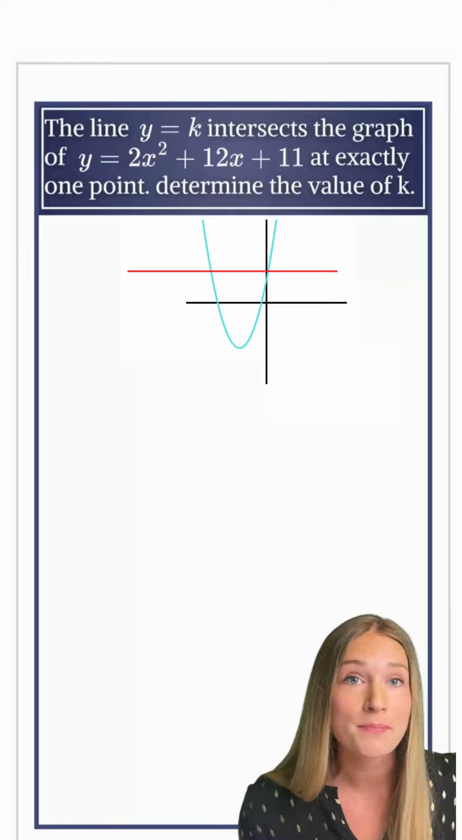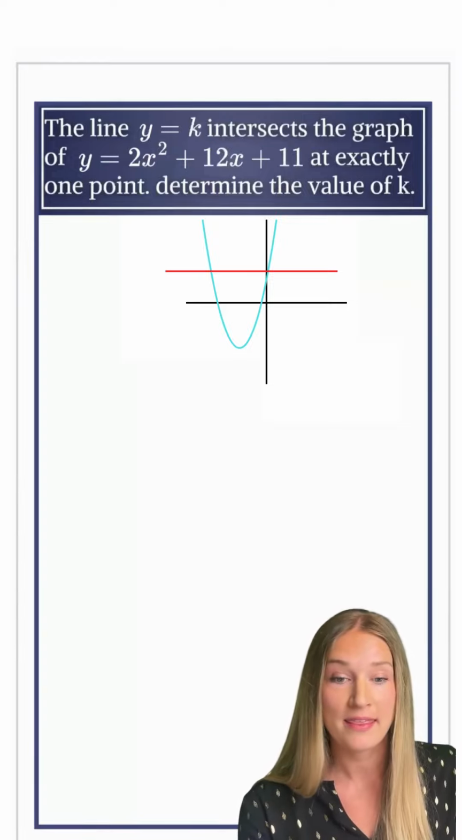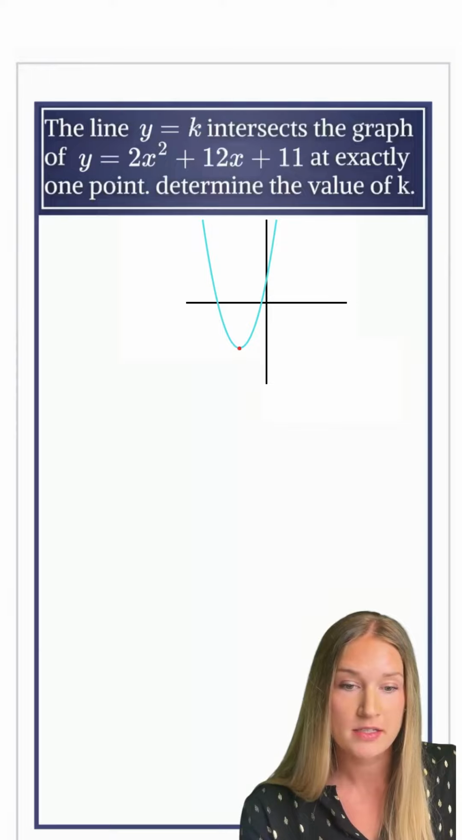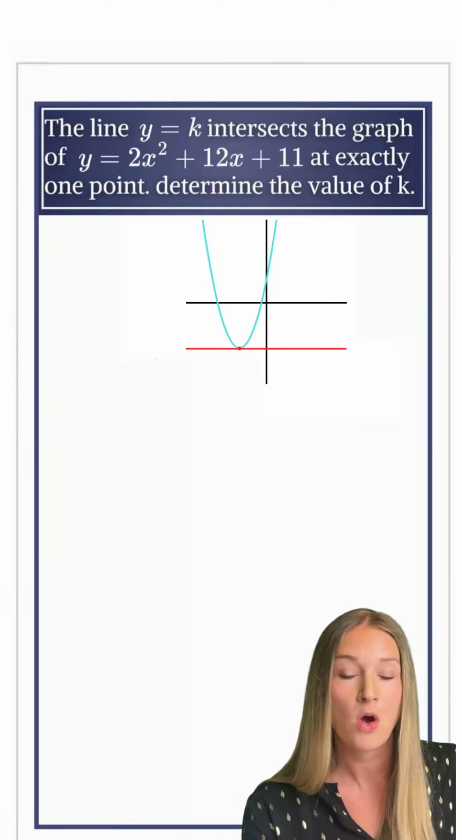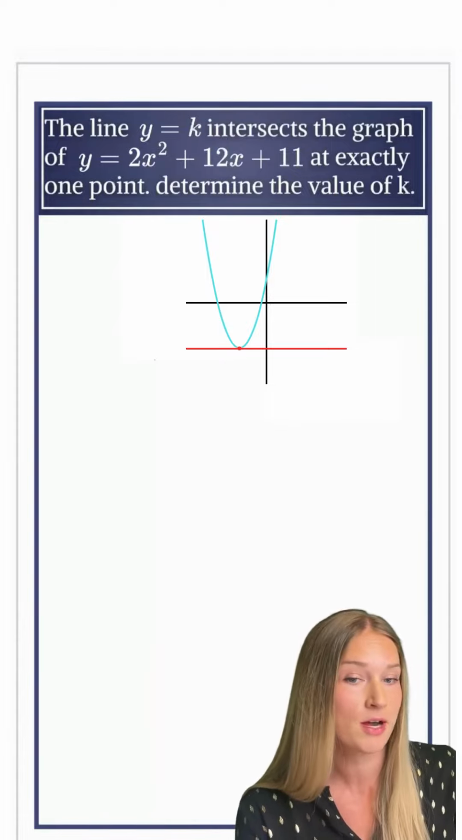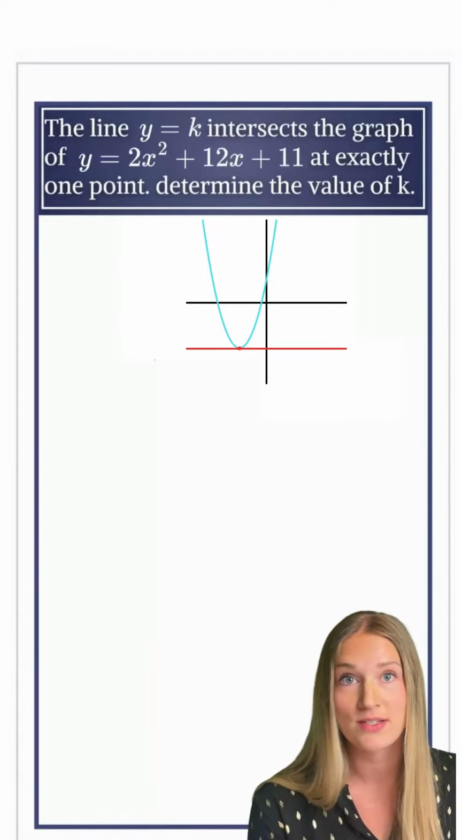There's only one possible place that can happen, and that is at the vertex of our parabola. So our constant function is going to just barely skim that parabola, only hitting it one time at that vertex. Anywhere else it crosses the parabola, it's going to hit twice, like I just had a second ago.